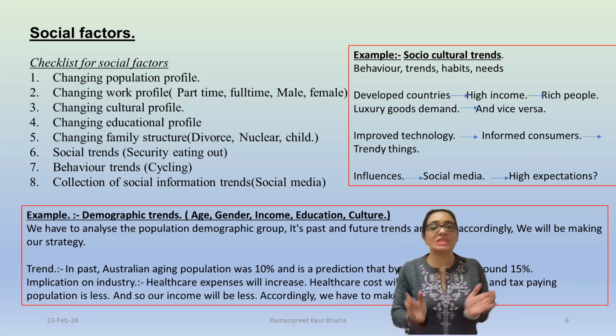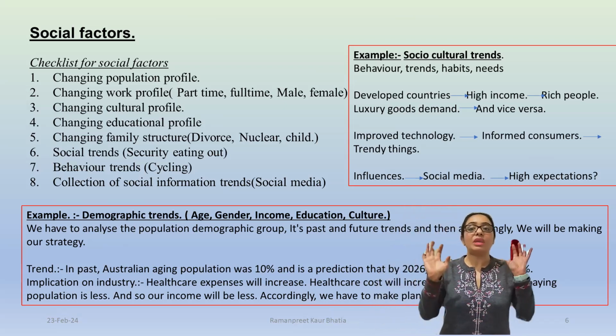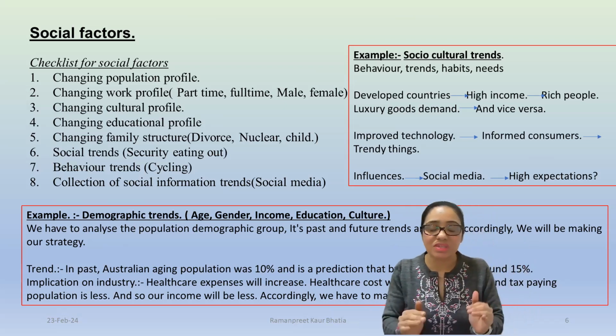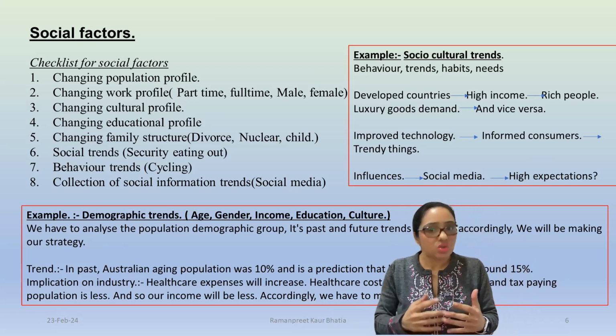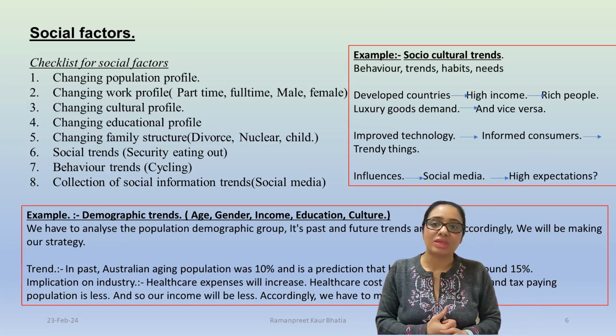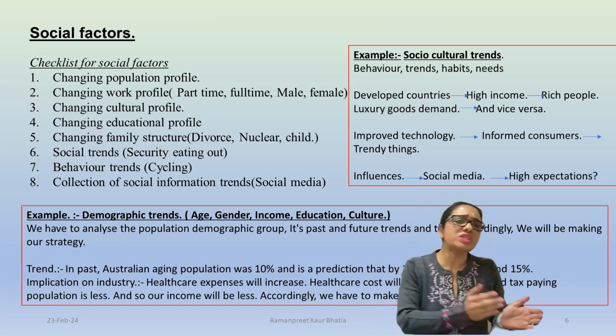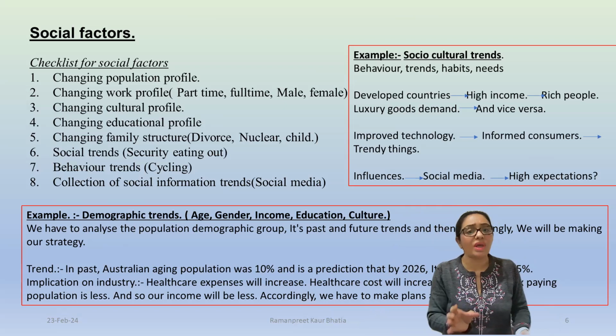So what we see is the past trend. And then we make a prediction about that specific group of population growth so that we can make an appropriate strategy. This was about demographic trends, just an example, right?